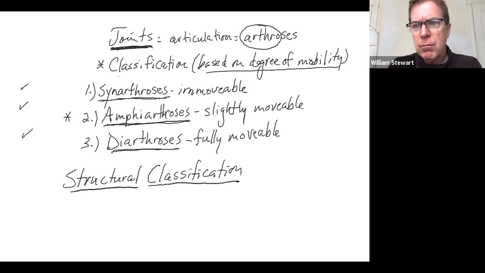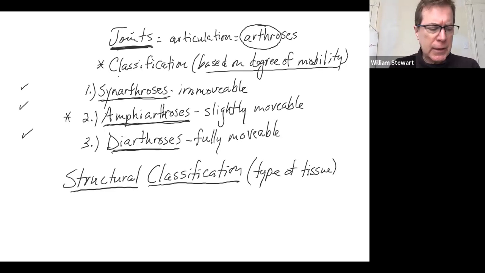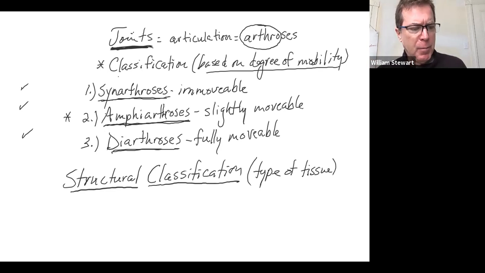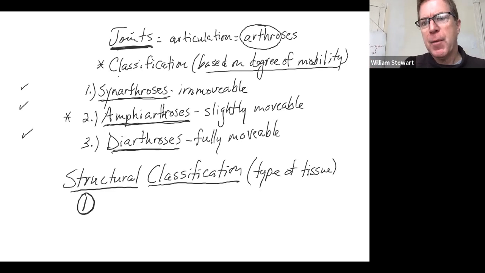All right, so this is based on basically the type of tissue, and we'll just label these big number 1, big number 2, and big number 3, and then they get more complicated within those. So I'm going to write a 1 and circle it and write fibrous joints. That's the first major classification based on structure.